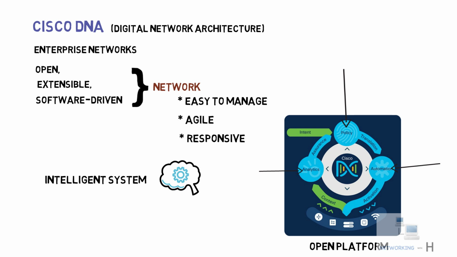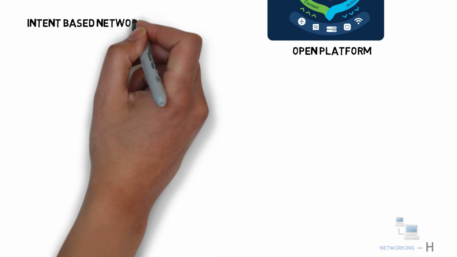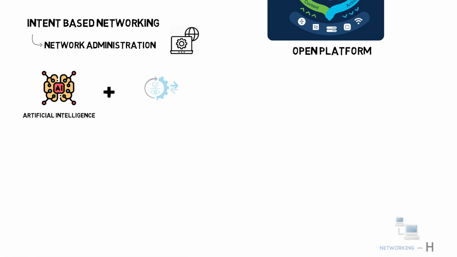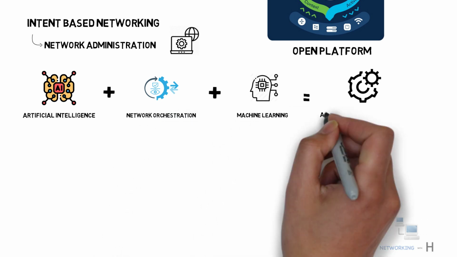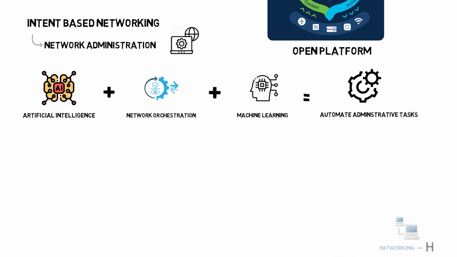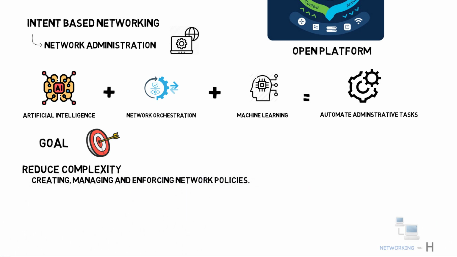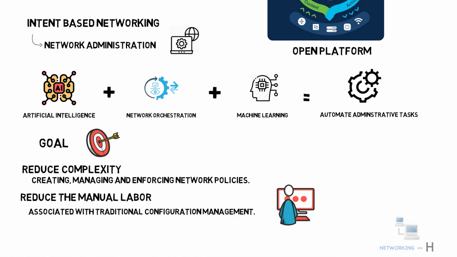In case you do not know what an intent-based network is, intent-based networking, or IBN, is a form of network administration that incorporates AI, also known as artificial intelligence, network orchestration, and machine learning, to automate administrative tasks across a network. The goal of IBN is to reduce the complexity of creating, managing, and enforcing network policies, and reduce the manual labor associated with traditional configuration management. Cisco DNA is your team's bridge to an intent-based network.